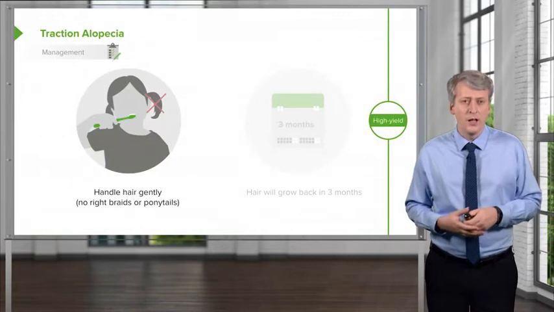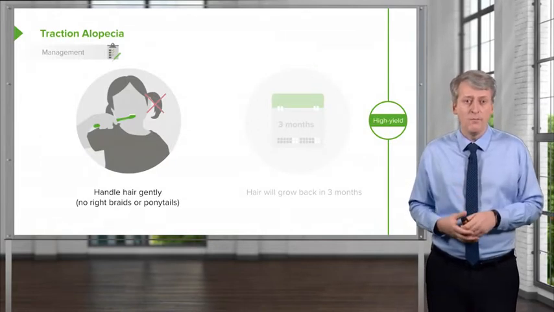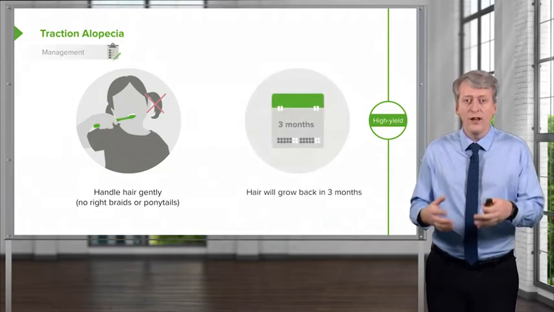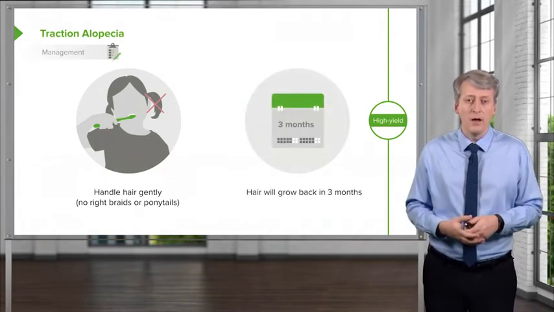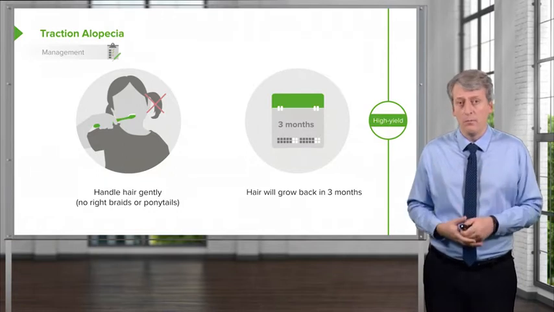So for traction alopecia, we want to handle the hair more gently and no more tight braiding or ponytails. And eventually the hair will usually grow back in about 3 months, although if patients continue to do it, there may be a problem with that.